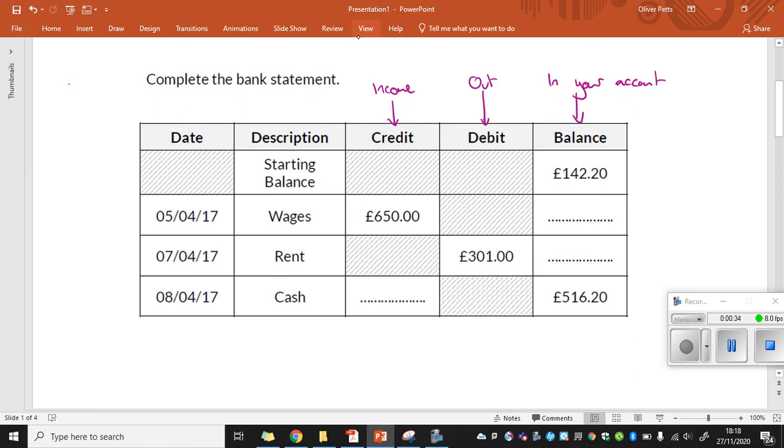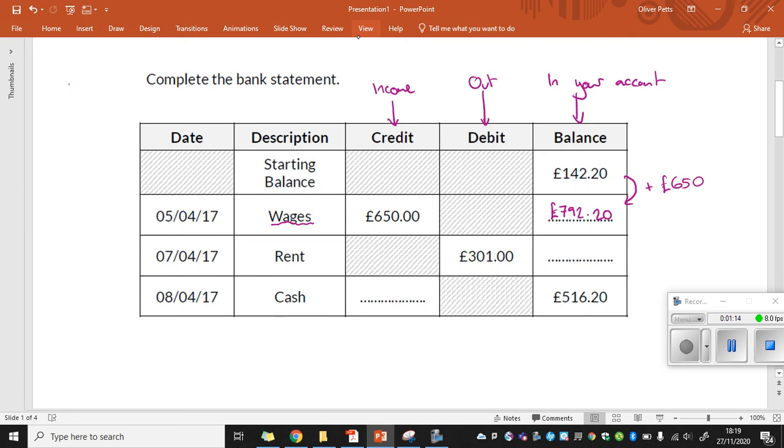So they've got a starting balance of £142.20. So on the 5th of April 2017, wages. Well, we think of wages as something that we earn. So that gives you a big clue that £650 is something that's going into our bank account. So to work this one out, we have to add £650 to our original bank balance of £142. So if you work that out, we're still going to have 20 pence, and we're going to end up with a total of £792.20. So our balance has gone up by £650.